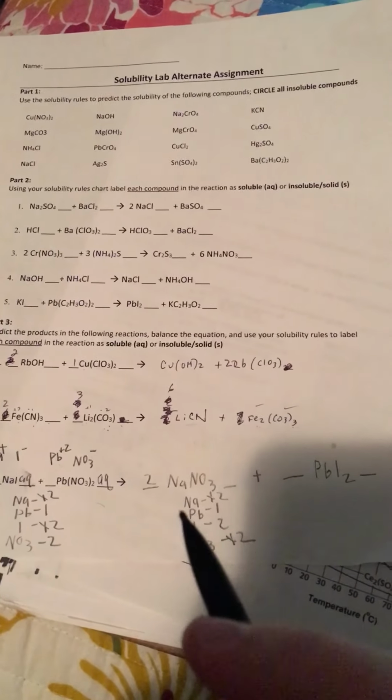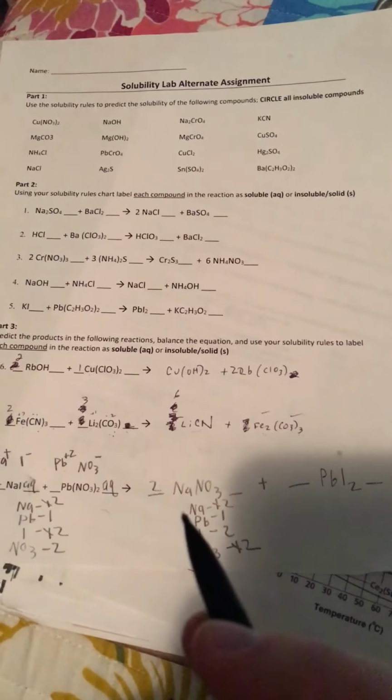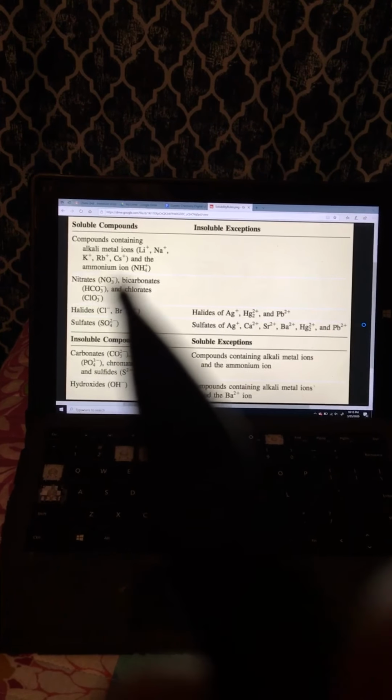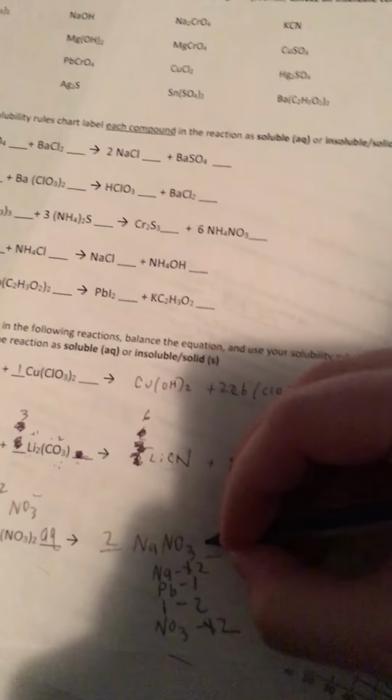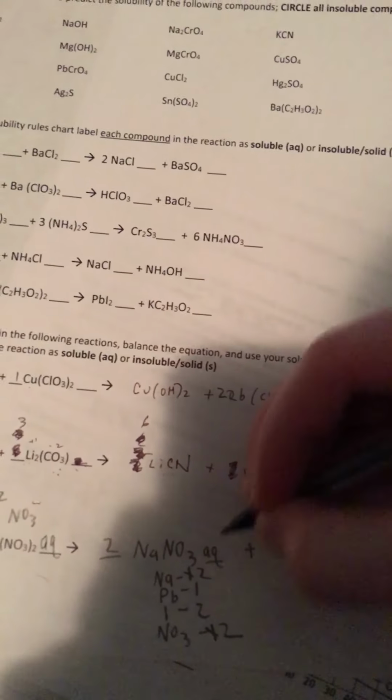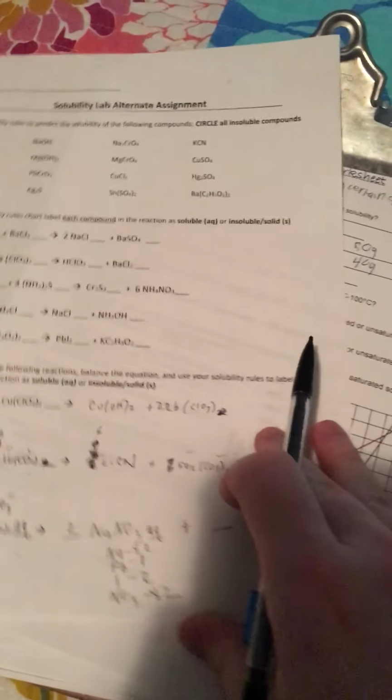All right, and NaNO3. We know that compounds containing Na are soluble, and we just said that compounds containing NO3 are soluble, so this one is a double soluble. So we know right away that this one is going to be aqueous. Aqueous just means it's in solution. That's what that term means. So it means that something is soluble, basically.